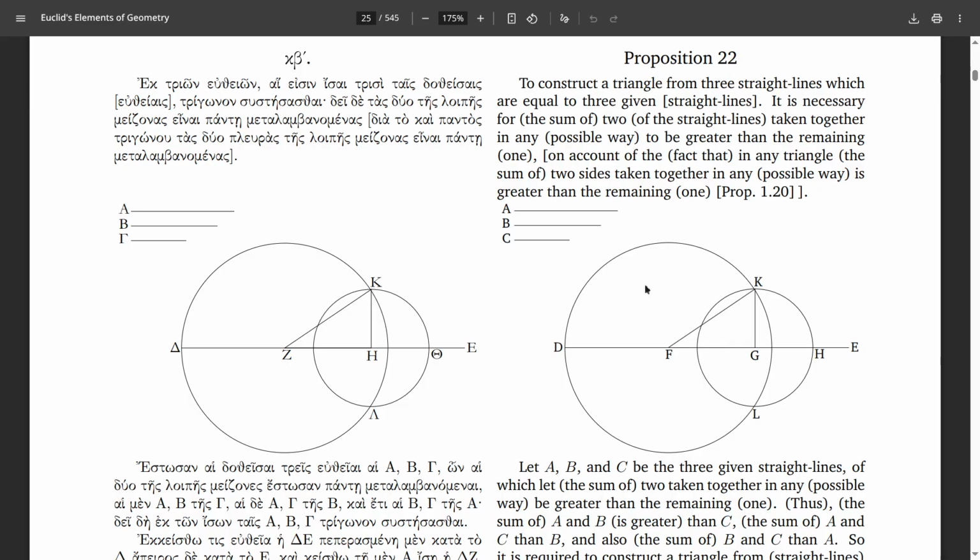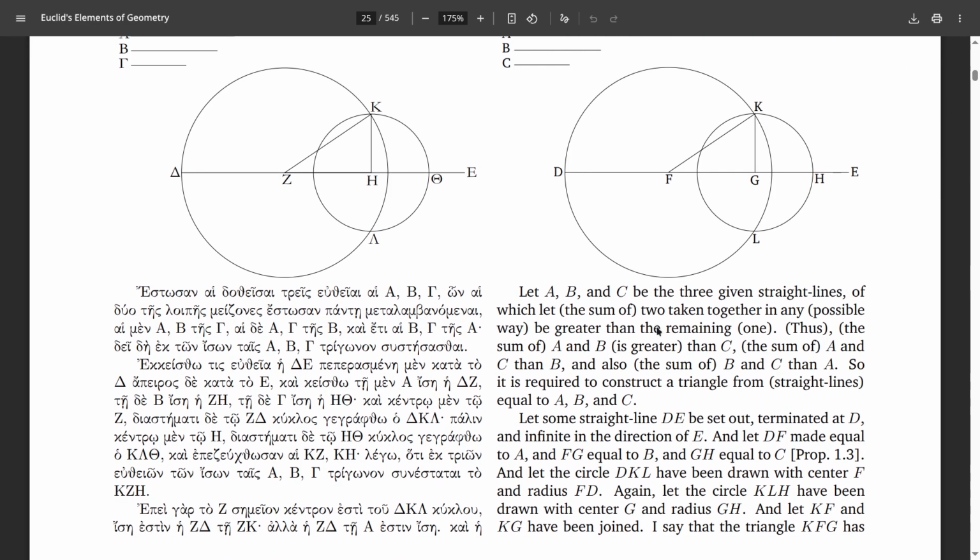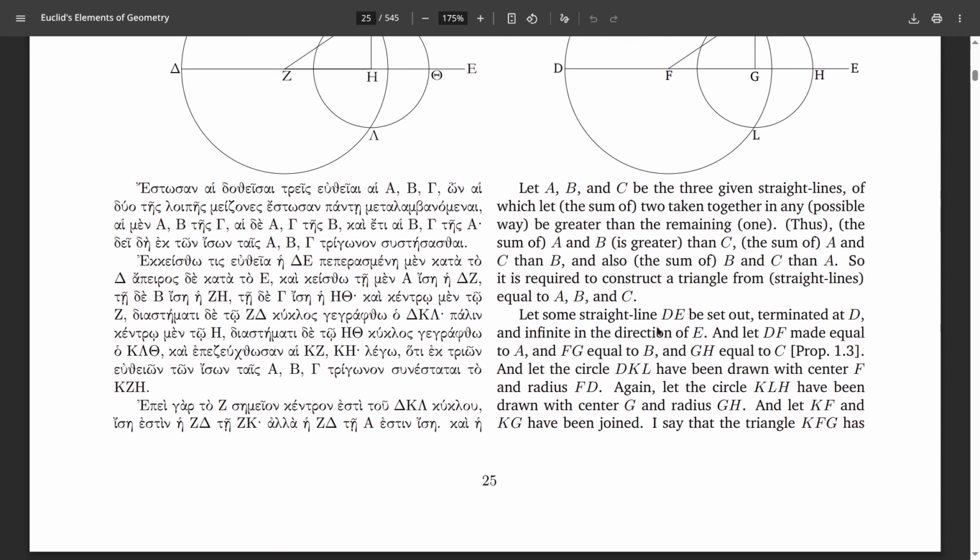Sorry. Prop 22. Construct a triangle from three straight lines which are equal to three given straight lines. It is necessary for the sum of two of the straight lines taken together in any possible way to be greater than the remaining one. Yeah, okay. I don't see that as that interesting, because we've already been through this.